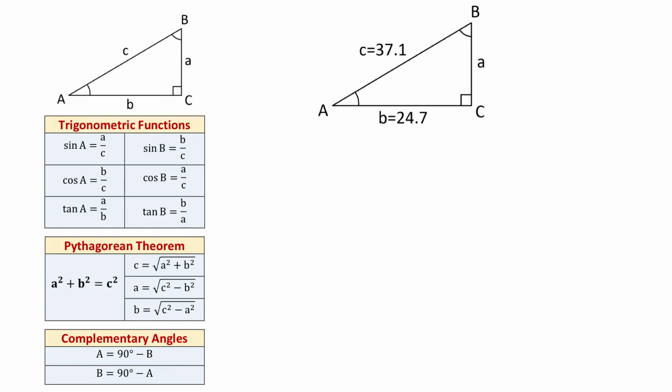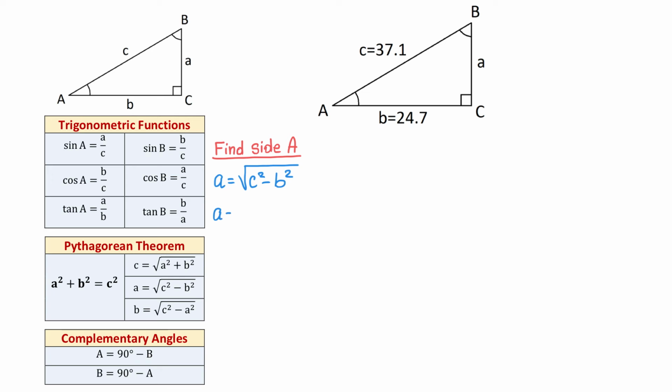We could also start this problem by finding angle A, and because we know the adjacent side of this angle and the hypotenuse, then we would use cosine of A equals B over C. And if we want to find angle B first, then because we know the opposite side of this angle and the hypotenuse, then we would use sine of angle B equals B over C. So as you see, there are multiple ways of starting this problem, and I will start by using this formula to find side A. So the formula is A equals square root of C squared minus B squared.